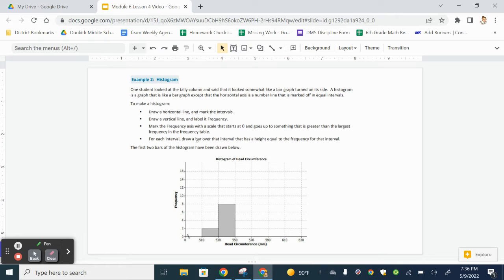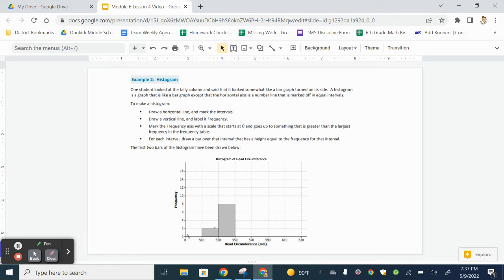So the first 2 bars were already done. If you look at your table from the last example, it said 510 to less than 530. That was the extra small. There were 2 people, so we have this bar. It goes up to 2 and it gets shaded in. Then the next interval, this was small, 530 to less than 550, we had 8 people. So we drew a line up to 8, made a nice little bar, drew it over, and shaded it in.